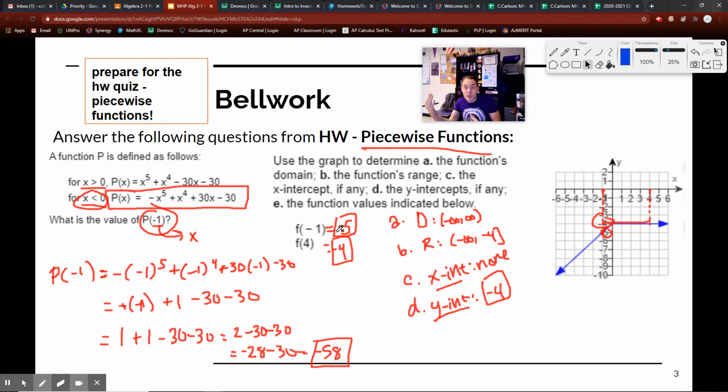Boom. I know I went through that fast, but that one is technically review, and it will be on your homework quiz. So make sure you review it adequately enough, go through your homework, ask questions before, pop onto the Google Meets if you need to. I'm going to race.